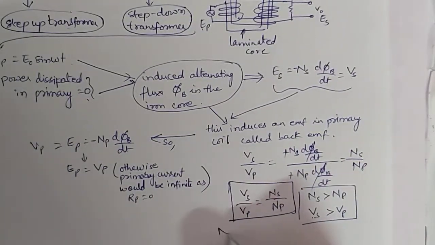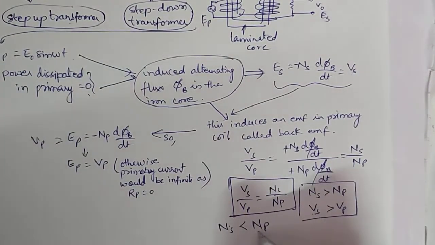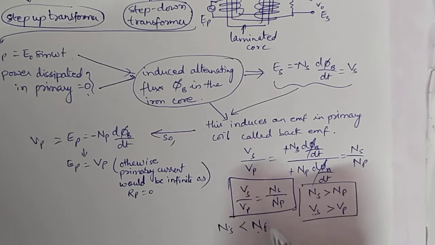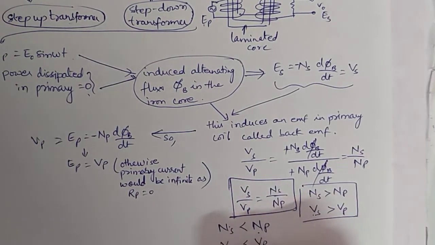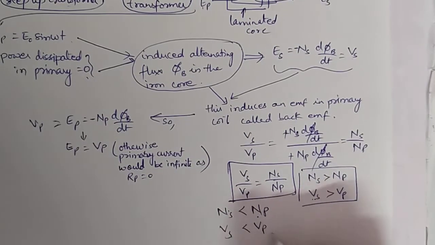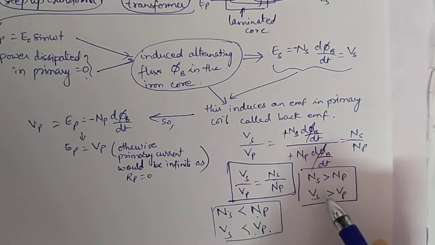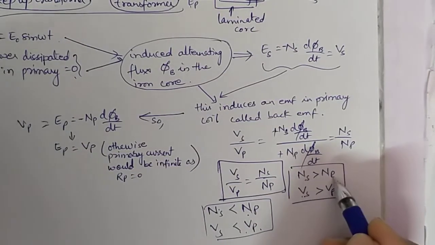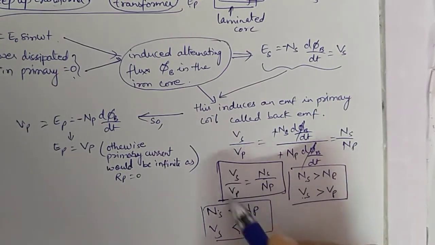But if your ns is less than np, if we design it in a way that ns, the number of turns in the secondary coil, is less than the number of turns in the primary coil, then definitely Vs will be less than Vp. That means the voltage produced in the secondary coil is less than the voltage in the primary coil, and this is the condition of a step down transformer. So if you have to design a step down transformer, just make ns less than np, and if you want a step up transformer, make ns greater than np. But by what amount it should be greater or less depends on the ratio we want.